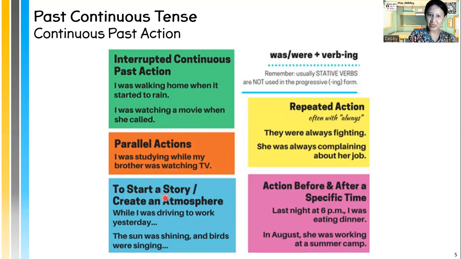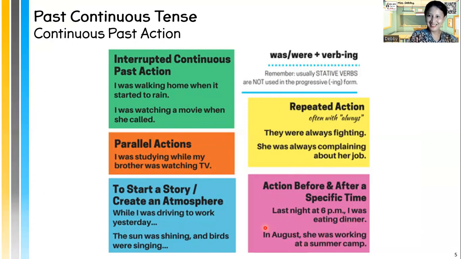Or to create a story or an atmosphere. Example: while I was driving to work yesterday, the sun was shining and the birds were singing. Because the birds are plural, we use were. Or a repeated action, often with always: they were always fighting. She was always complaining about her job. Or an action before and after a specific time: last night at 6 p.m., I was eating dinner. In August, she was working at the summer camp.